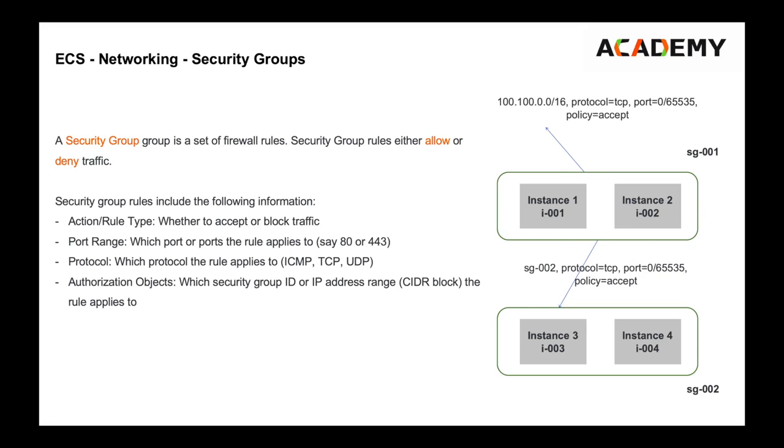So what is it that I'm trying to accept or block? From which IP address range do I want to accept or block this traffic? You can either specify a single IP address, an IP address range in the form of a CIDR block, or a security group ID of another Alibaba Cloud security group. So you can specify an ID for another security group and then allow or deny traffic from that group into your security group.